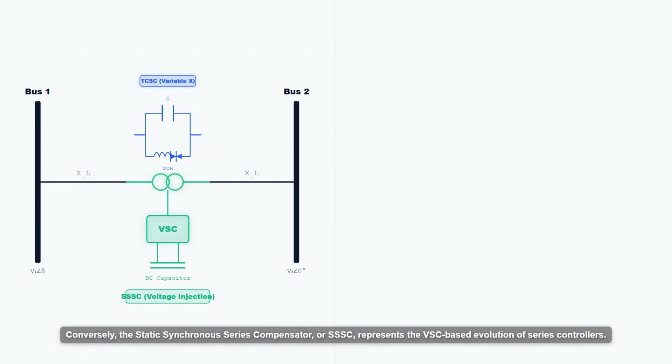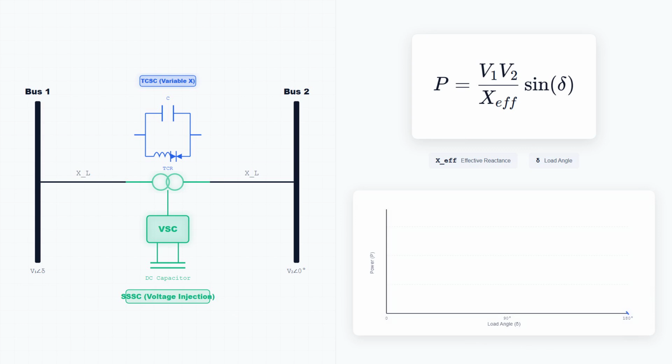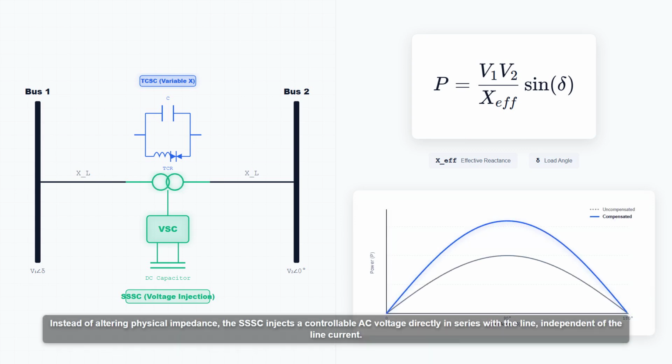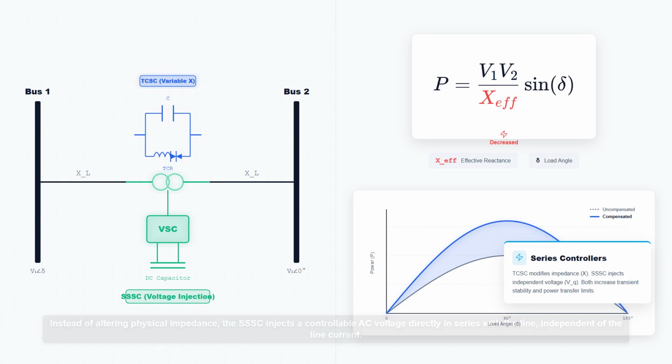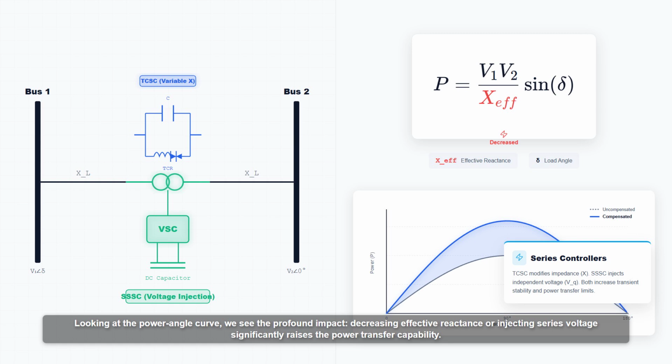Conversely, the static synchronous series compensator, or SSSC, represents the VSC based evolution of series controllers. Instead of altering physical impedance, the SSSC injects a controllable AC voltage directly in series with the line, independent of the line current. Looking at the power angle curve, we see the profound impact. Decreasing effective reactance or injecting series voltage significantly raises the power transfer capability.